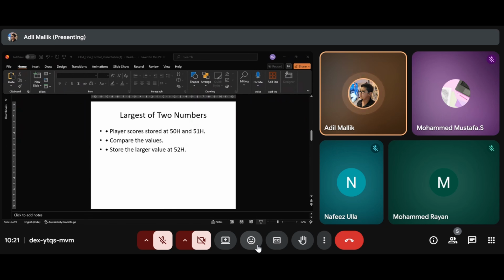In real world applications, these instructions are very powerful. They are used in gaming systems to compare player scores and decide who wins. They are also used in temperature based systems to decide whether to turn a fan or a heater on or off. And in industrial automation, they help control machines, counters, and timers by comparing different values continuously.